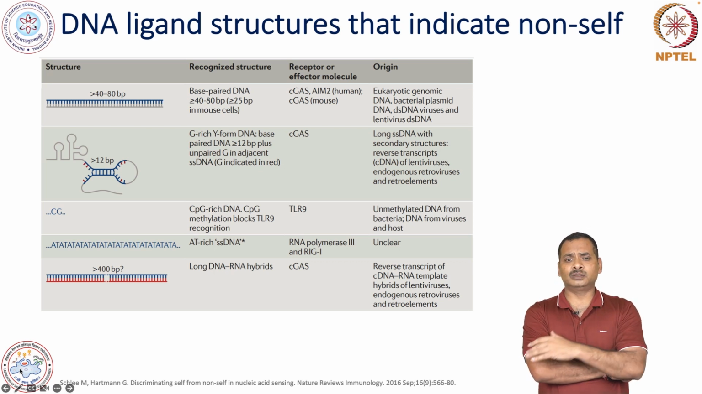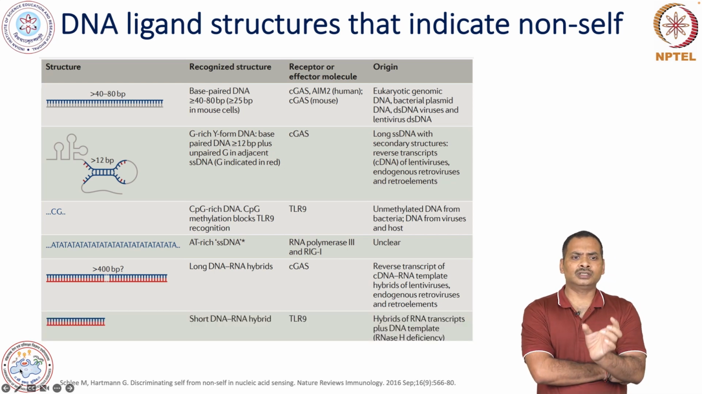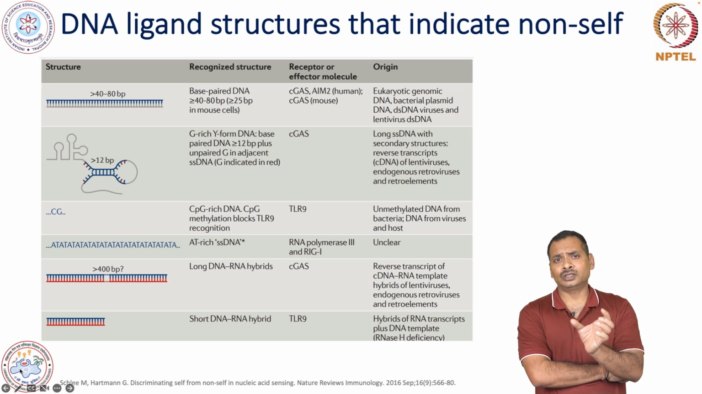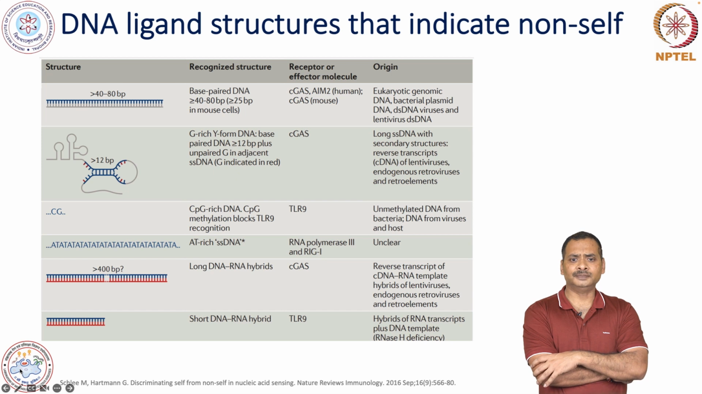So, this is also sensed by cGAS, okay, and there is a short DNA-RNA hybrid, and this short DNA-RNA hybrid can be sensed by TLR9. Okay. So, with this I will stop here, and in the next session I will discuss DNA sensors and disease and therapeutics, and with this we will complete the pattern recognition receptors, and we will also complete the 6th week of this course. Thank you.